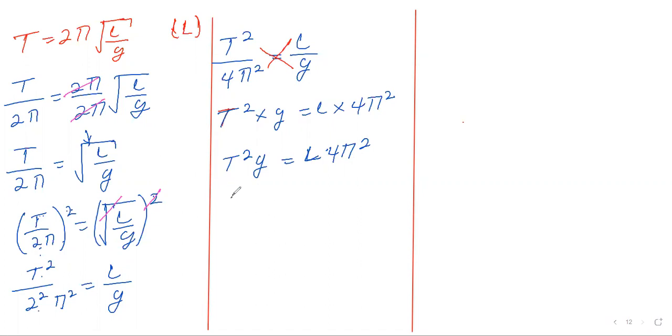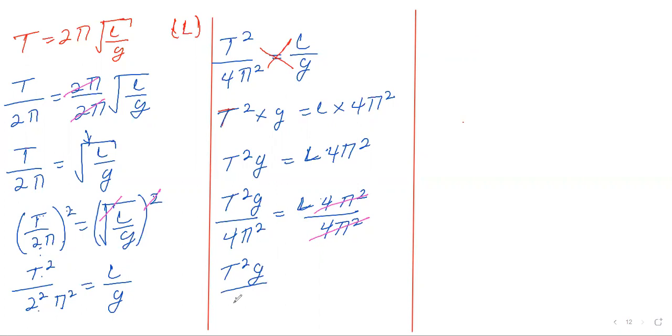So we are going to write t squared g over 4 pi squared is equal to L, over 4 pi squared. We divide both sides by 4 pi squared. So when we divide, what do we get? This cancels with this. Are you seeing that? So what do we have left? Everything left here would have been t squared, right? We have t squared g over 4 pi squared is equal to L.